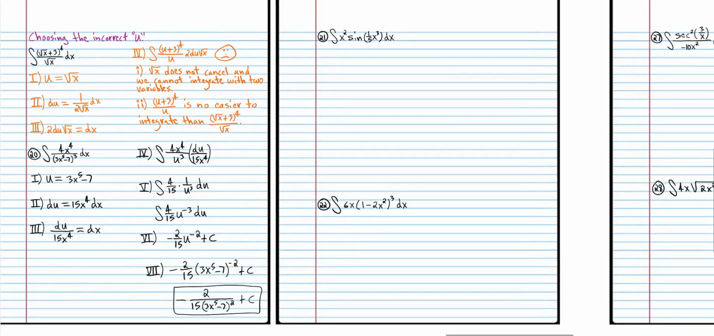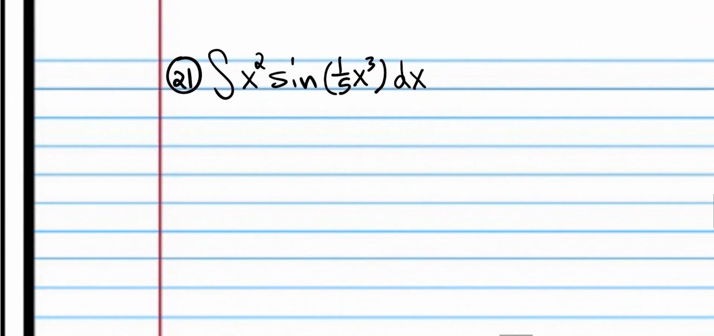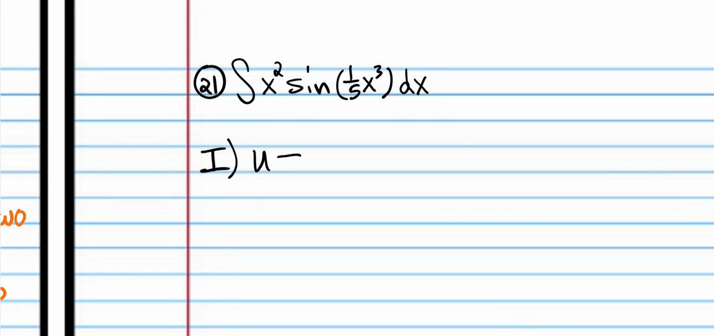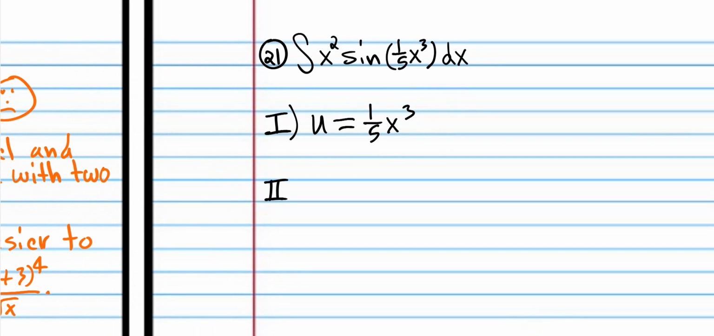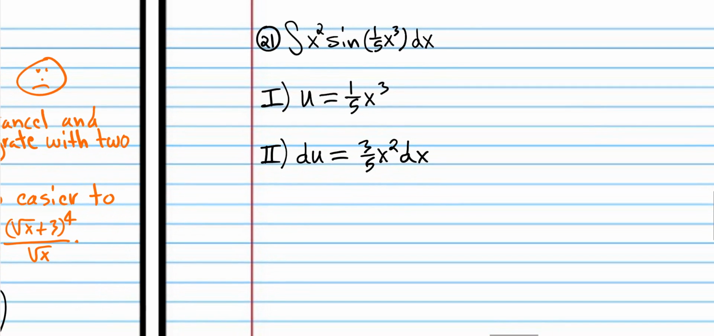Okay, so let's try another one. So again, if you're still confused, if you're still thinking this is too complicated, well, what's the solution? The solution is do more problems. Step number 1, define u. U is usually going to be an inside function. Step 2, find the derivative of u using Leibniz notation in a pseudo variable. Step 3 is to solve for dx, the pseudo variable.